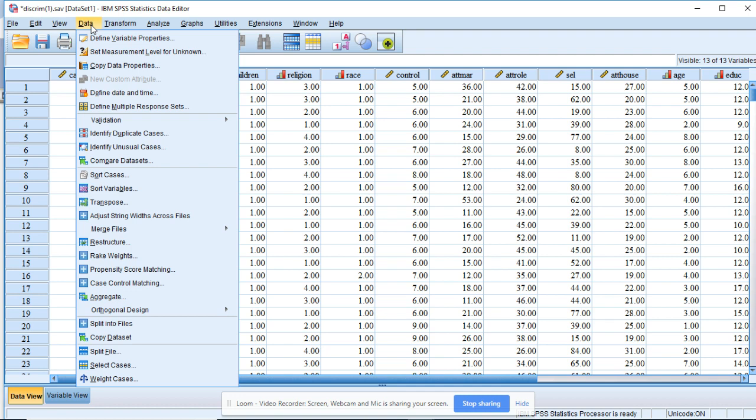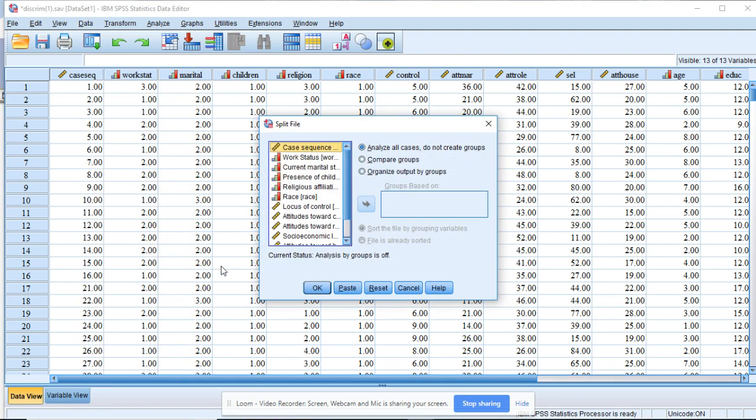We also want to be able to assess for linearity, and we can do that through a matrix scatter plot. But basically, let us just assess the missing data first. We're going to go down to Data and Split File. And we are going to organize our output by groups, and it's going to be those work status groups right there.